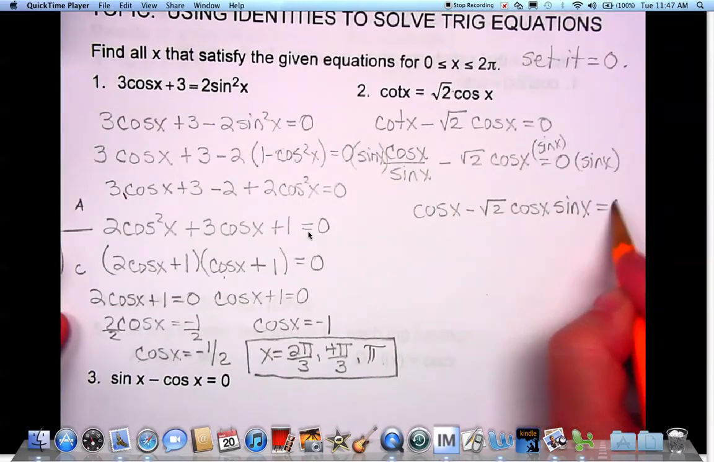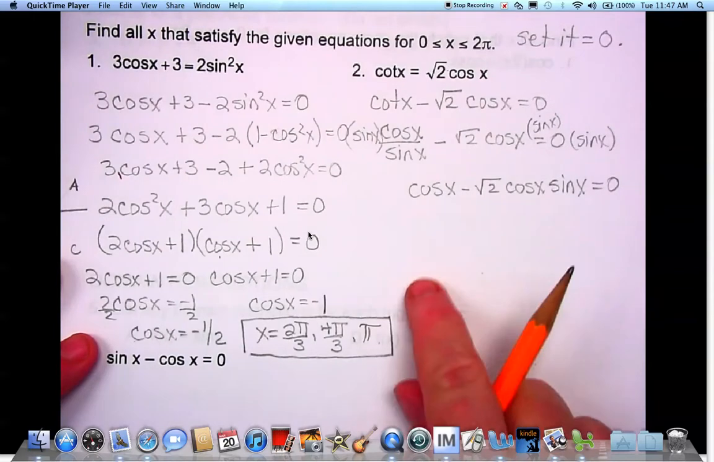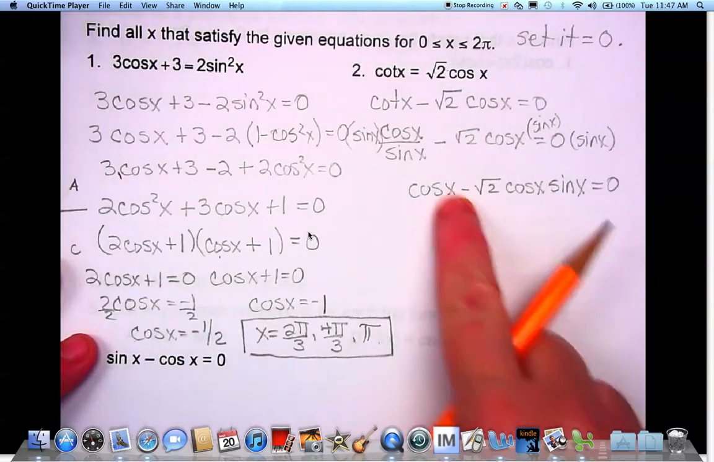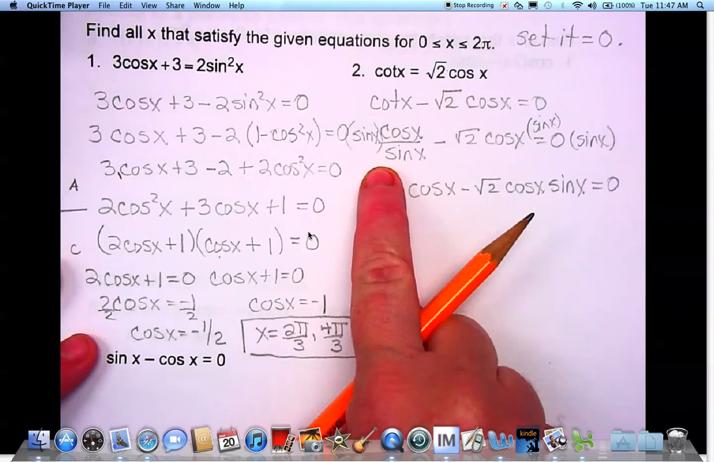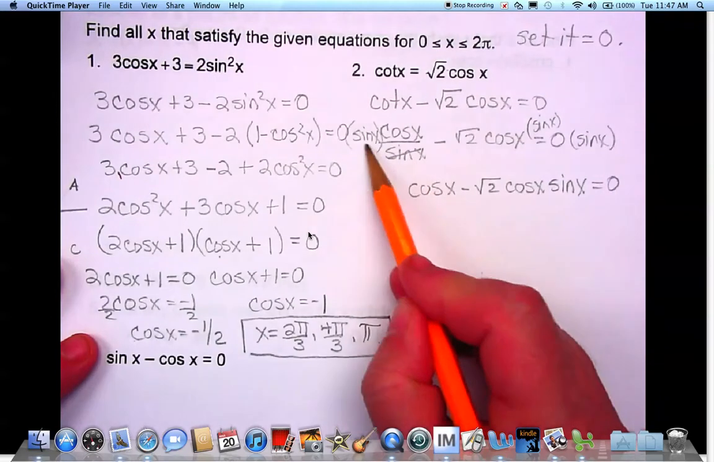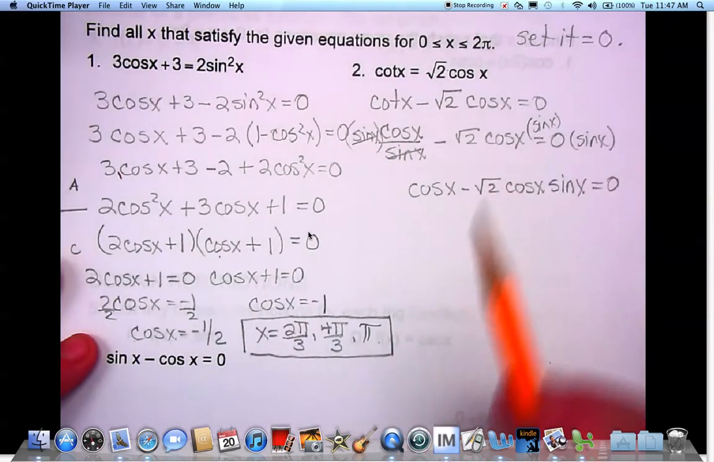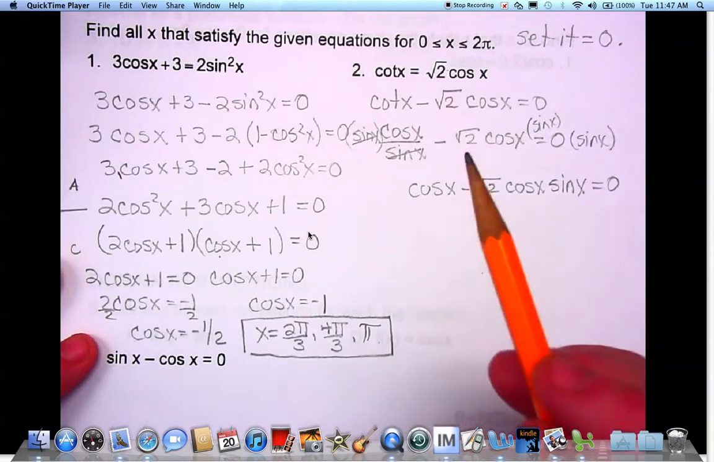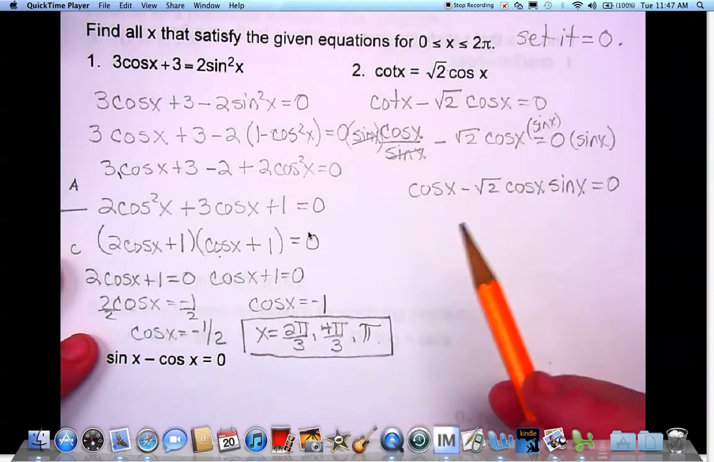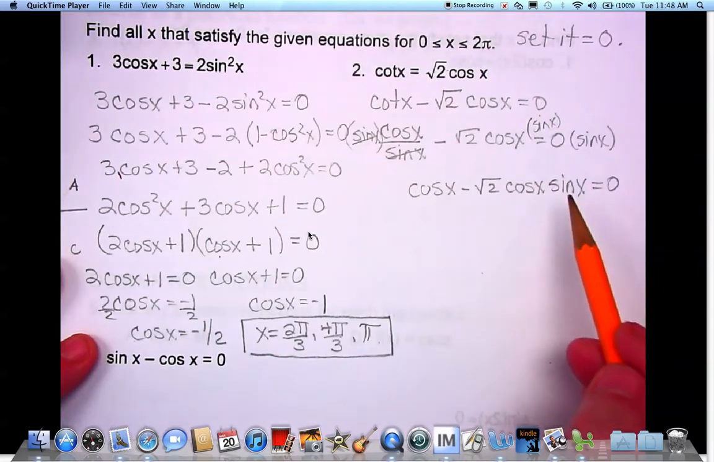Everybody understand where we got this from? How did we get cosine x from? We cancel those, and it's just cosine. Now it's okay to cancel if you add this in. And we wouldn't have had to cancel if we hadn't set it equal to 0 first. Okay, are we all right now? Understand where it all came from?